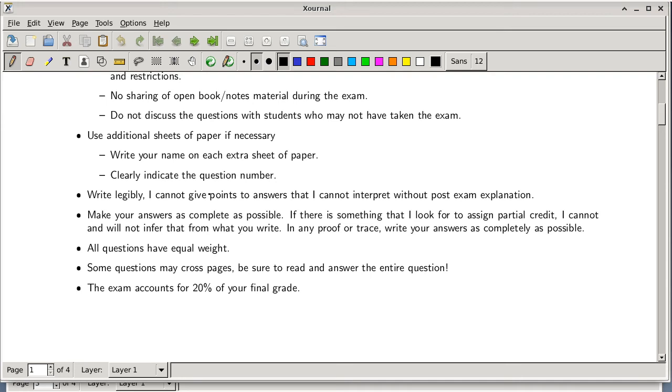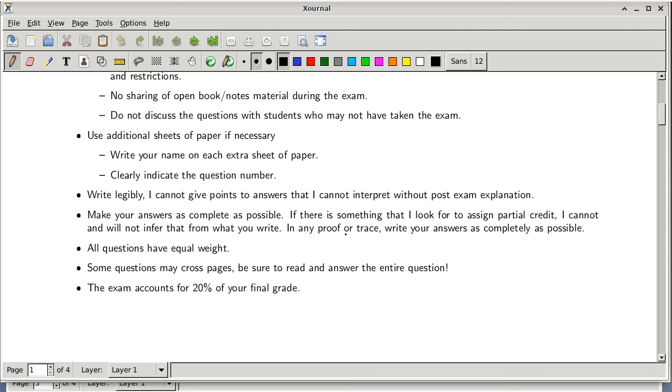Make your answers as complete as possible. If there's something that I look for to assign partial credit, I cannot and will not infer from what you write. Partial credit is usually awarded if the final answer is wrong, but I can collect from the steps or the derivation that the person actually understands the concept. Say in one of the steps of deriving the final answer there was a stupid mistake, which I make all the time. Is that okay? You want to give me a reason to give you partial credit.